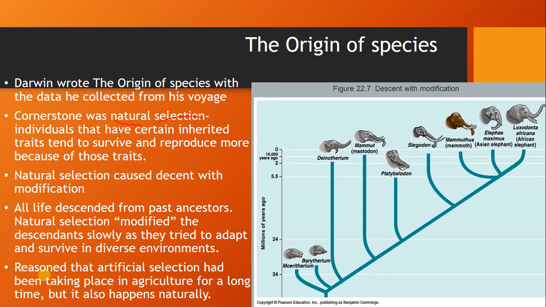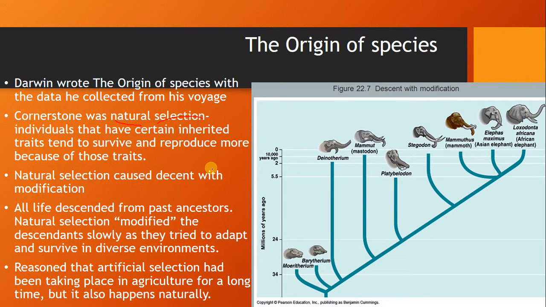Crop farmers and agriculturalists were breeding plants that had desired traits, so they would be more virile and produce more crop. And Darwin thought, well, maybe the same manipulated selection we're doing is happening, except man is not going to be the driver. The driver of natural selection is that individuals that have a certain inherited trait may tend to survive and reproduce more because of those traits in the environment.